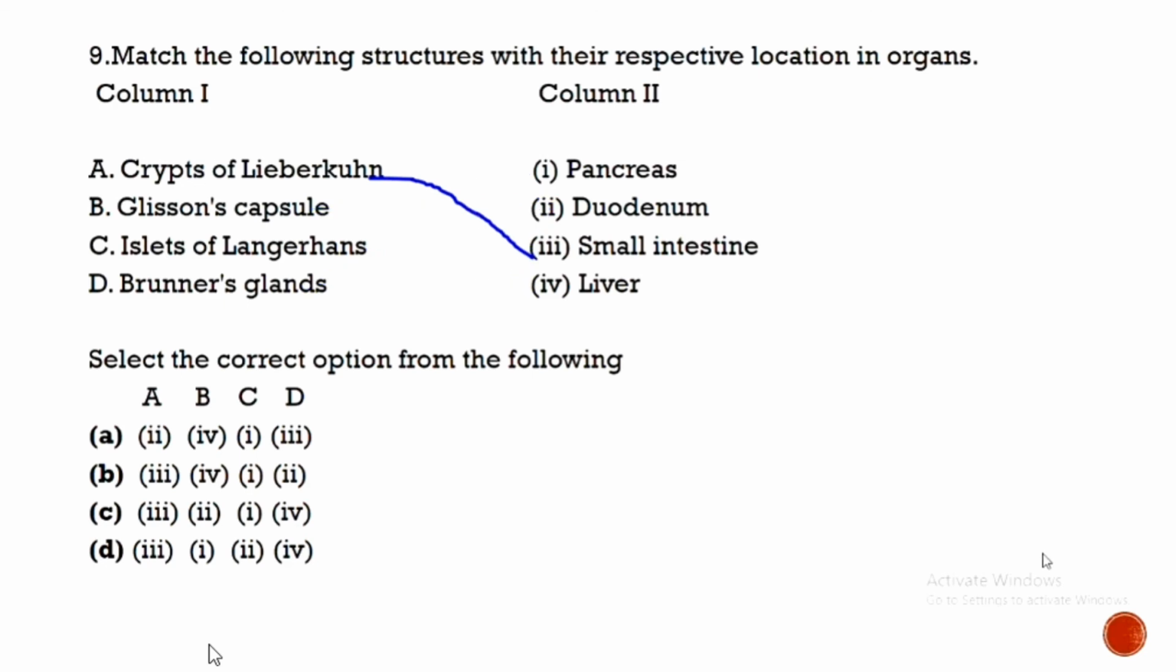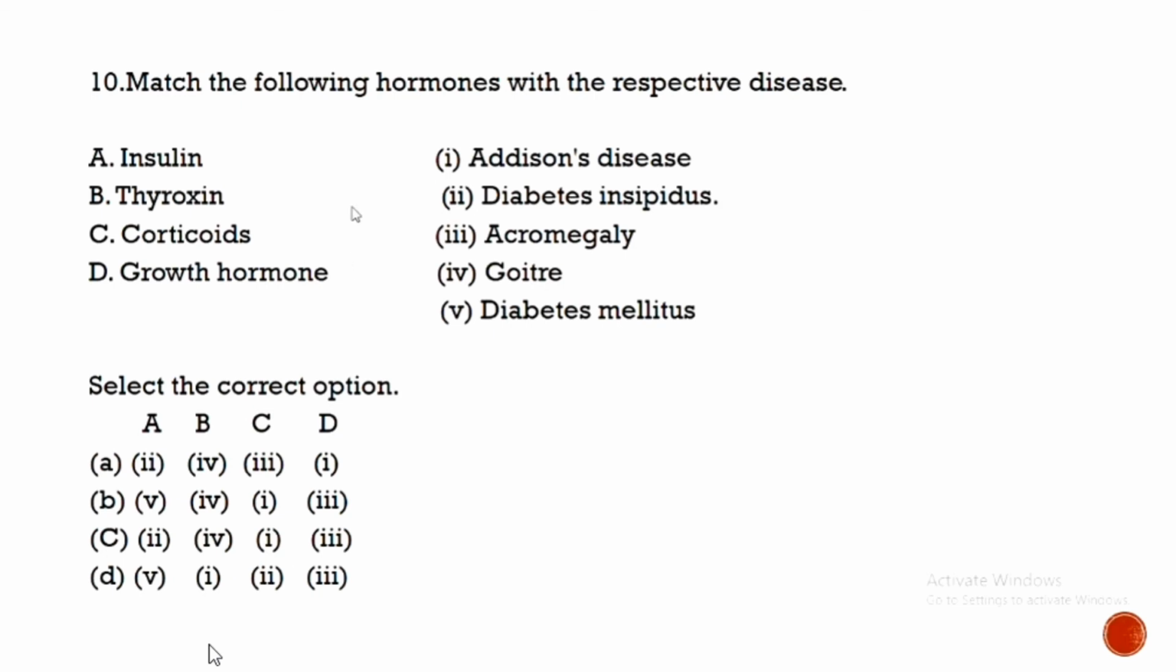Now we'll go to the last question, question number 10. Match the following hormones with the respective disease. Item A is insulin. So insulin, due to deficiency of insulin, causes diabetes. So insulin will match up with diabetes.